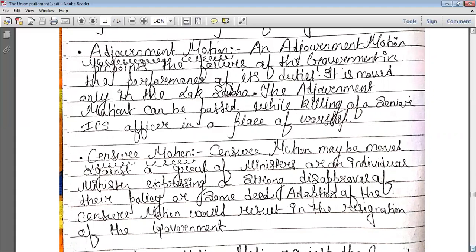So, an adjournment motion pinpoints the failure of the government in the performance of its duties. So, whenever the government is unable to perform its duties, then that government is removed and regarded as a failure. The adjournment motion can be passed on the killing of a senior IPS officer in a place of worship. So when can an adjournment motion be passed against the members of the Lok Sabha? When some IPS officer gets killed in a place of religious worship. Okay. So adjournment motion is nothing else but it pinpoints the failure of the government in its duties.